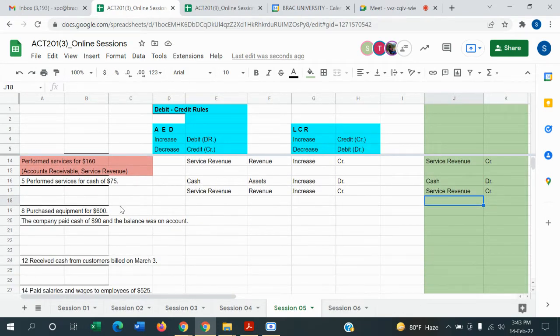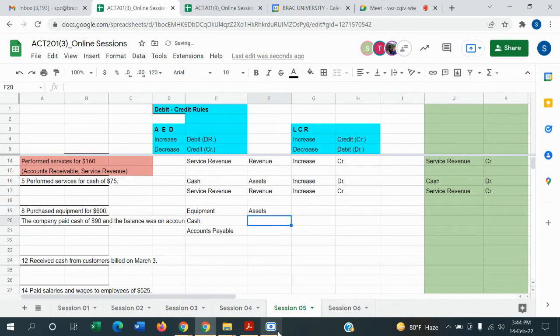Next one, purchased equipment for $600. The company paid 90 and the balance was on account. That means they did not pay the full amount after purchasing the equipment. So the accounts are equipment, cash, and accounts payable. Accounts payable, because they did not pay the full amount and the remaining amount needs to be paid later on.